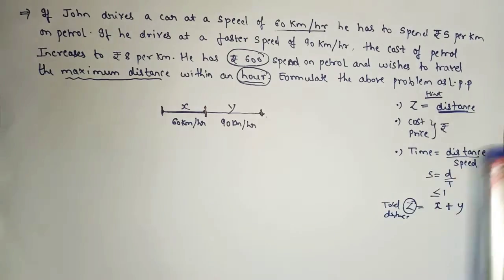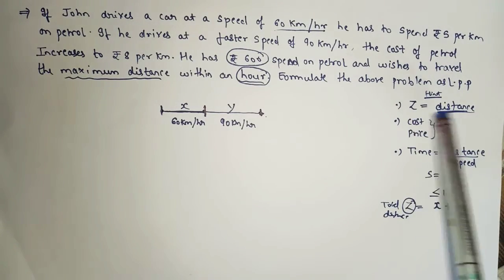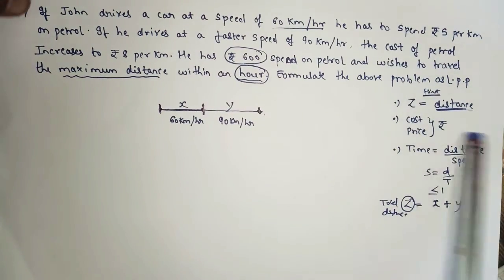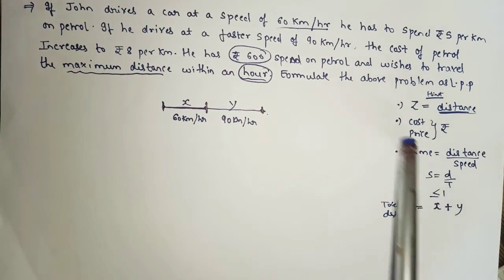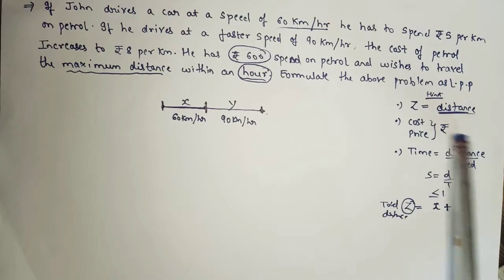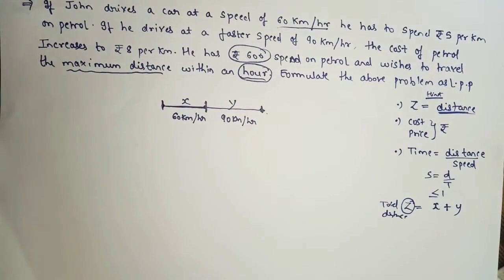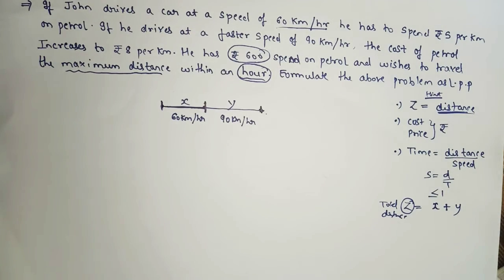Okay, so here this is the hint, distance will be z. And what about the cost? From that cost, from that rupees unit, you will get one linear inequation, and with the help of using the time, distance and speed, you will get second linear inequation. So now let's focus on how you will frame your linear inequation.